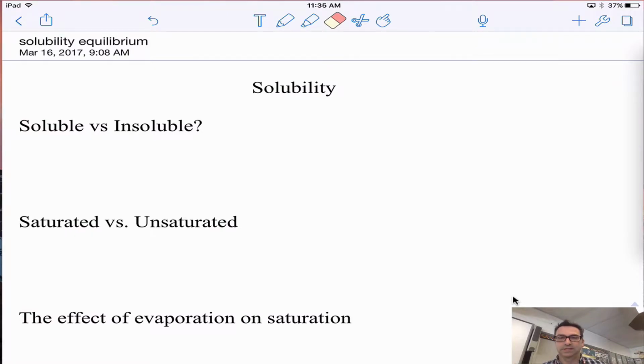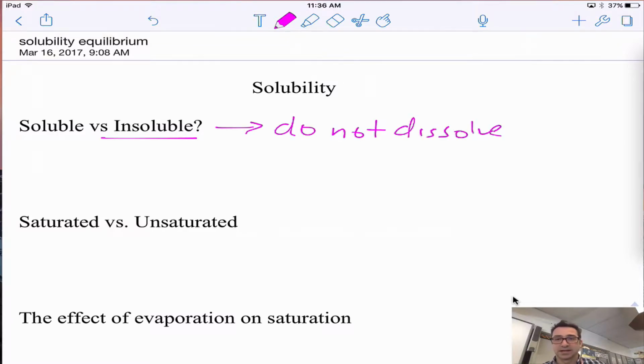Welcome everybody. So today we're going to talk about solubility and specifically something called the solubility product constant. And this is for salts that don't dissolve very well. I know that in the past you've been told about insoluble salts. When people think about insoluble salts, they think about salts that do not dissolve. And so you have this picture in your mind that nothing gets dissolved at all.